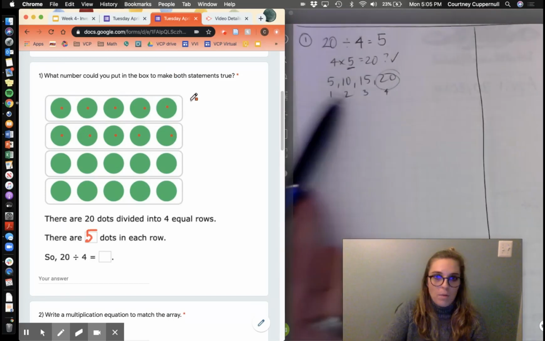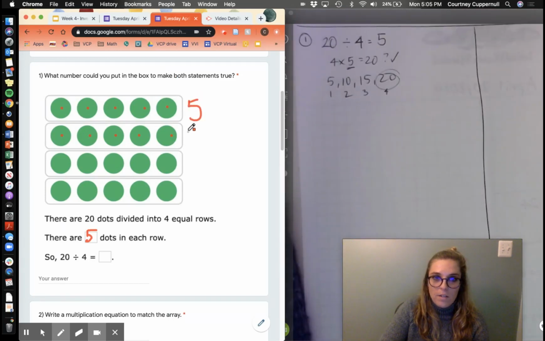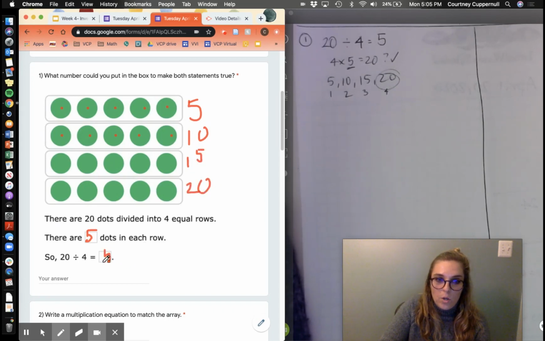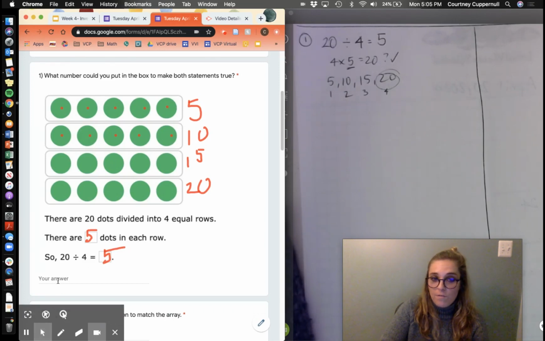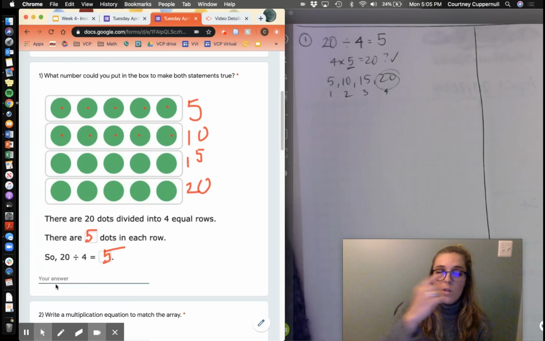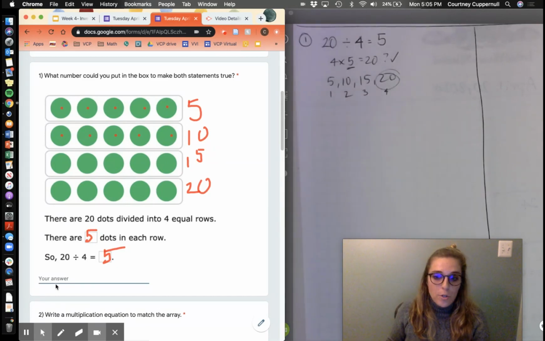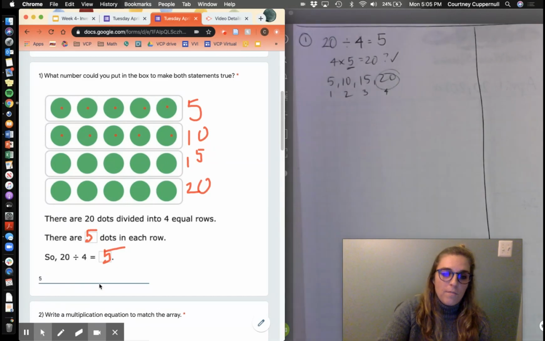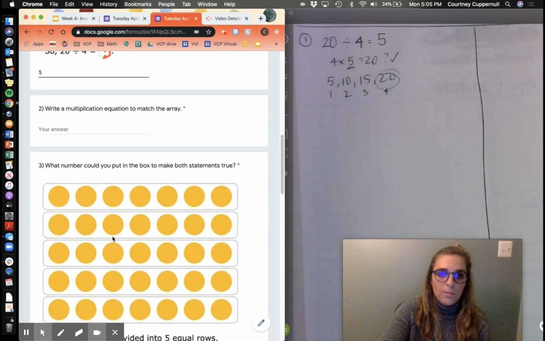You could have also skip counted here. 5, 10, 15, 20. So yep, the quotient of 20 split into 4 rows or 4 equal groups is 5, or 5 in each group. Like I said, arrays can be super useful. So you would type 5 in here and move along.